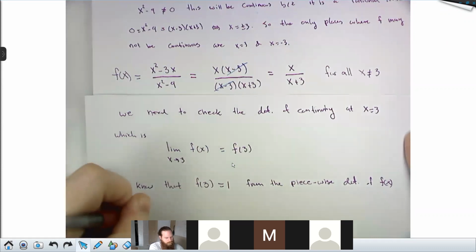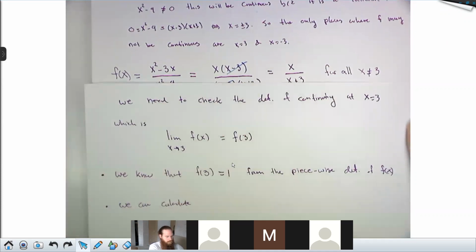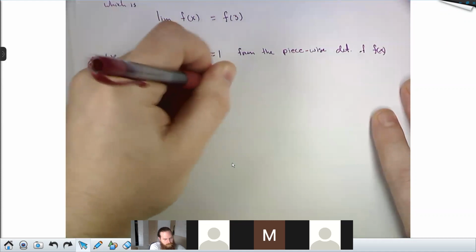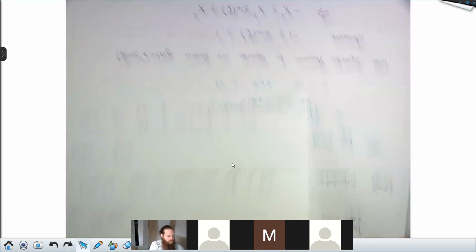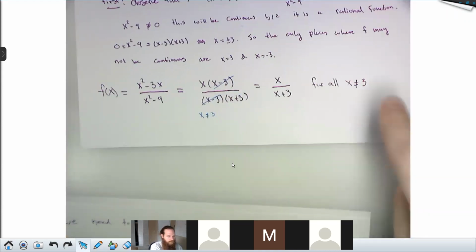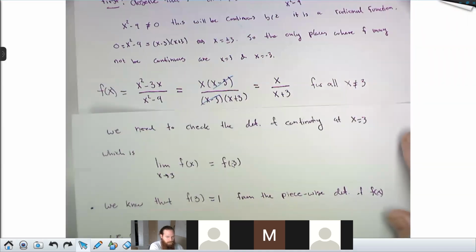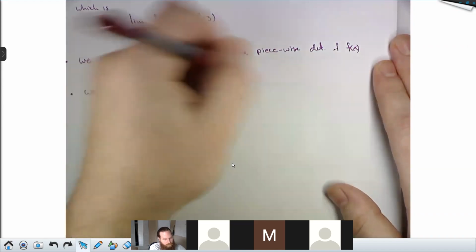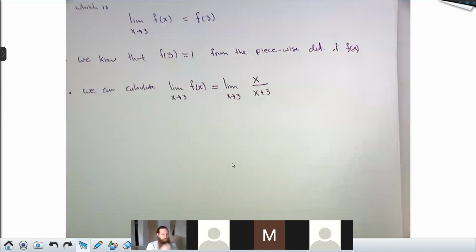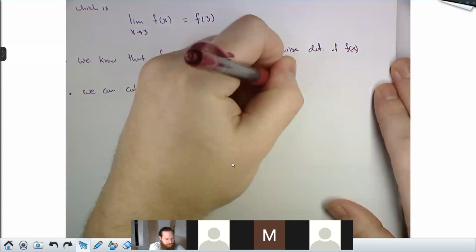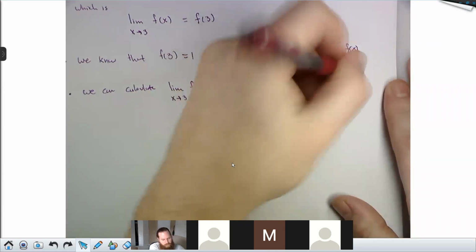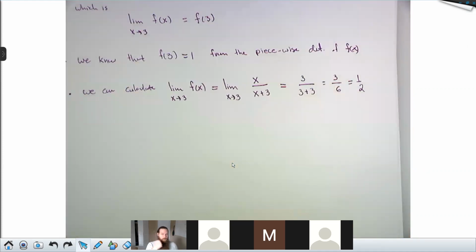We can calculate the limit as x approaches 3 of f of x using the algebra that we did just a second ago. F of x for all x not equal to 3 is equal to this thing, which means that the limit of f of x is equal to the limit as x approaches 3 of x over x plus 3. And that's not a hard limit to take, because we've already done all the algebra to cancel and clean this up. When you send x to 3, you get 3 over 3 plus 3, which is 3 over 6, which is 1/2. So is this function continuous at 3?